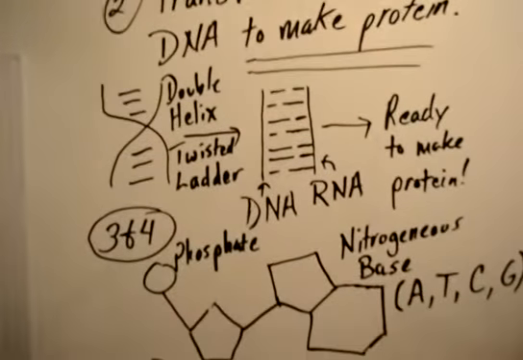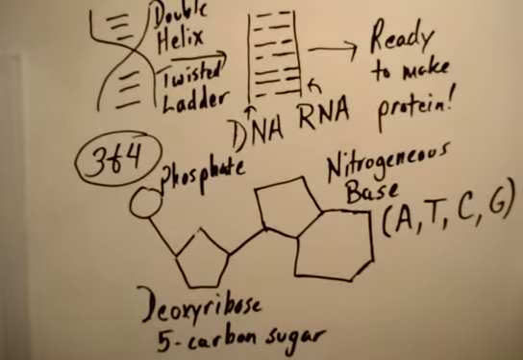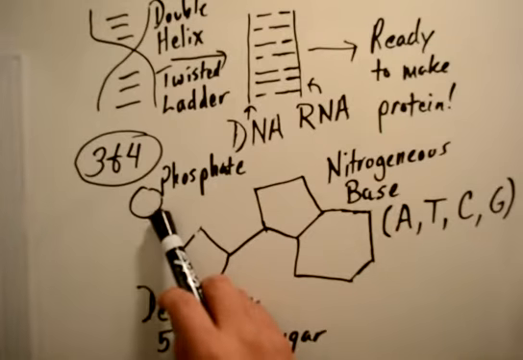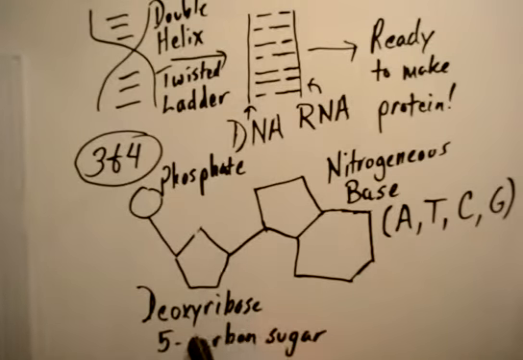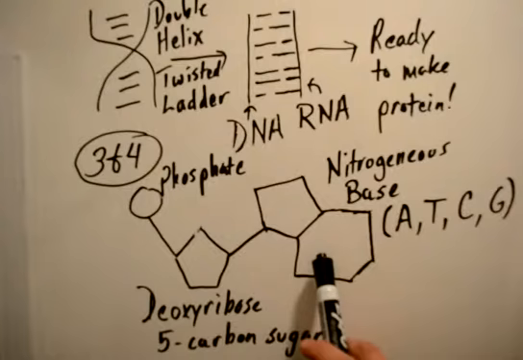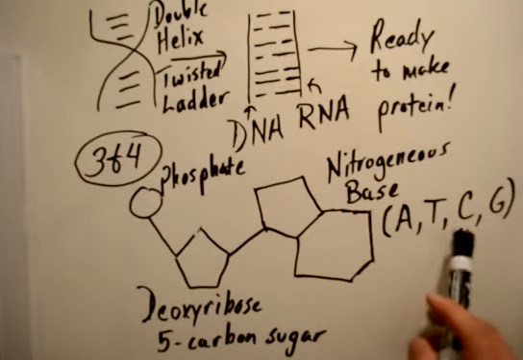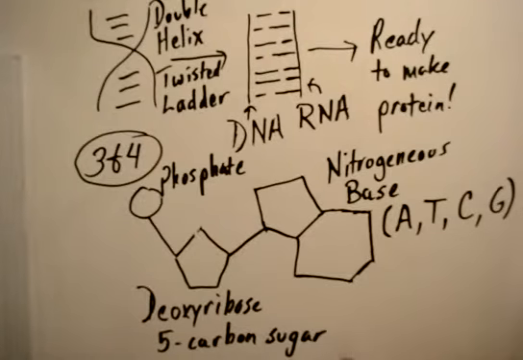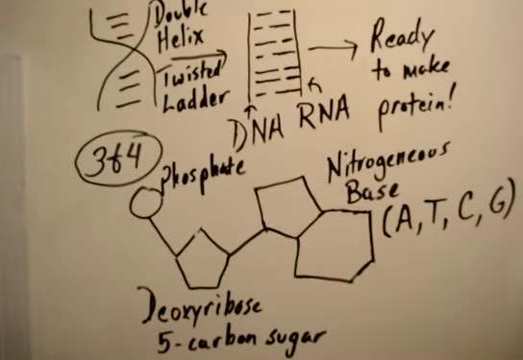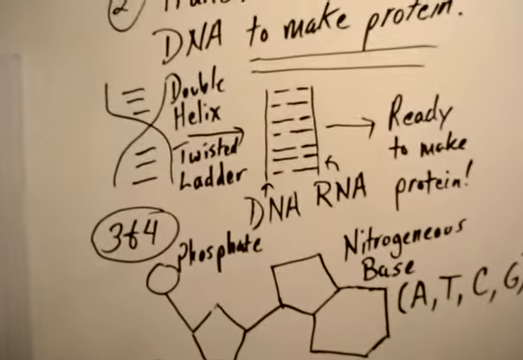The nucleotide is this structure here where we have a phosphate group, a deoxyribose, which is a 5-carbon sugar, and a nitrogenous base, which could either be a T, a C, or a G. And of course, the shape of a DNA is a double helix or a twisted ladder.